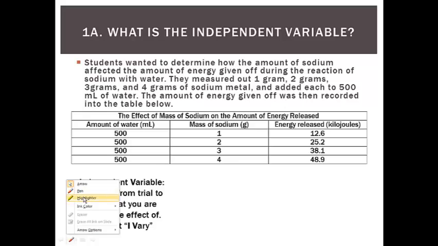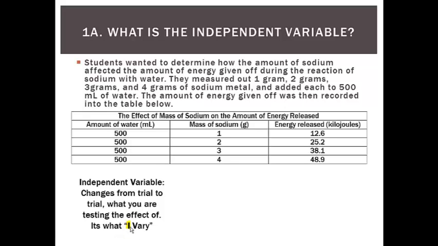So the independent variable is what changes from trial to trial. It's what you are testing the effect of. So a clever way to remember it is that it's what I vary. IV stands for independent variable. So in this case, we can just look at our table and we see what is changing for each trial. So I have 4 trials here, and each one has a different amount of sodium. So in this case, my independent variable is the mass of sodium. For each trial, I'm changing the amount of sodium, adding it to the same amount of water, and then measuring energy released.